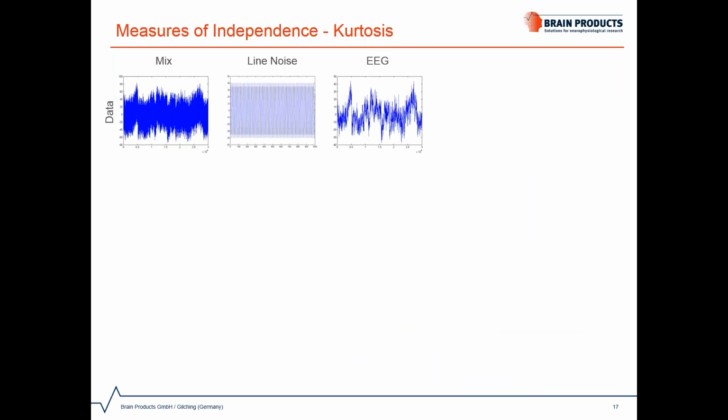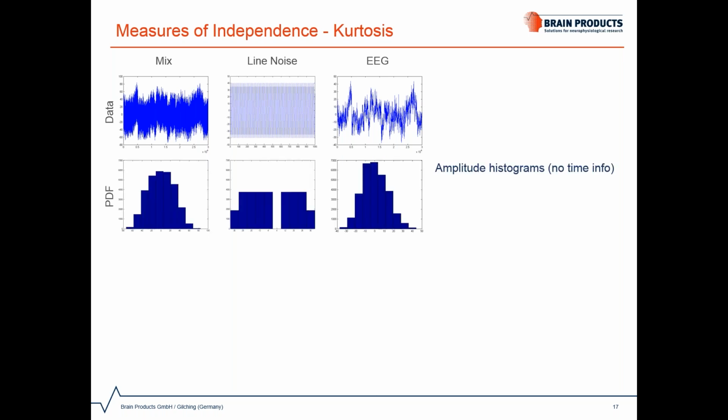Let's now pick out one of the measures which can assess independence to make it a bit clearer what exactly happens. I will explain this based on kurtosis, as this measure is easiest to grasp in a graphical approach. Following the central limit theorem, a signal mixture should result in a Gaussian distribution, also when the individual source signals do not have Gaussian distributions. As examples, I show here a signal mixture and two source signals, line noise and a pure EEG signal.